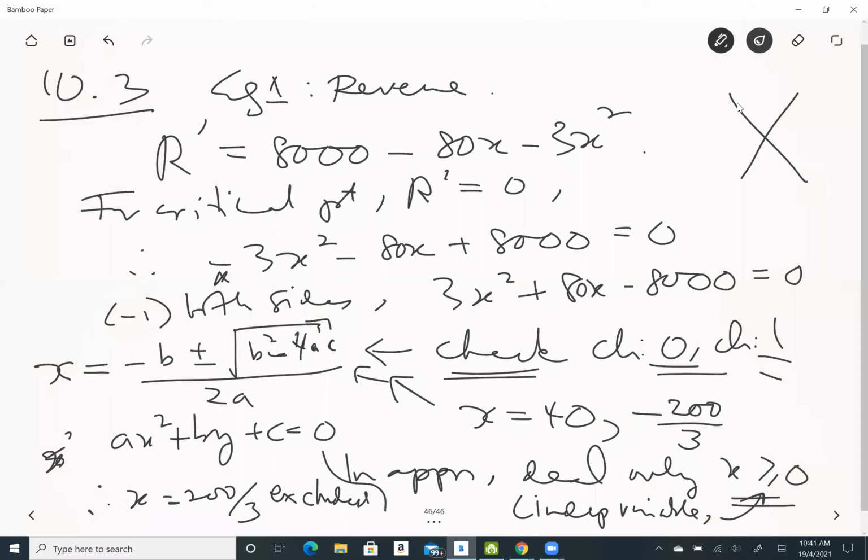I think that may be a good exercise, so you can just practice. Practice the test, do the negative x. But when you answer an application question, you don't have to, because a negative quantity is not applicable. Okay, all right. So now what you do next is take the second derivative.